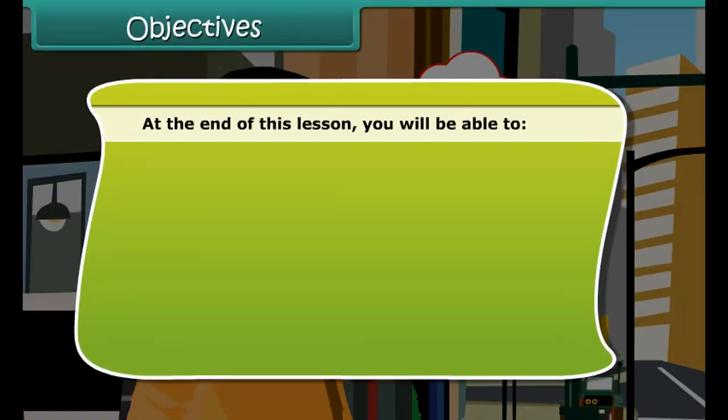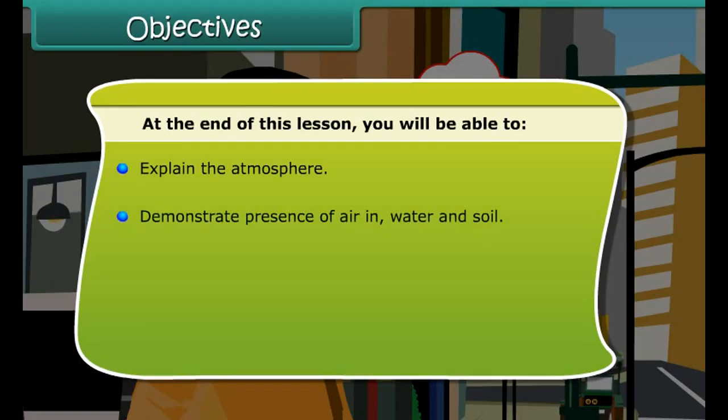At the end of this lesson, you will be able to explain the atmosphere, demonstrate presence of air in water and soil, describe air pollution, its reason and effects.